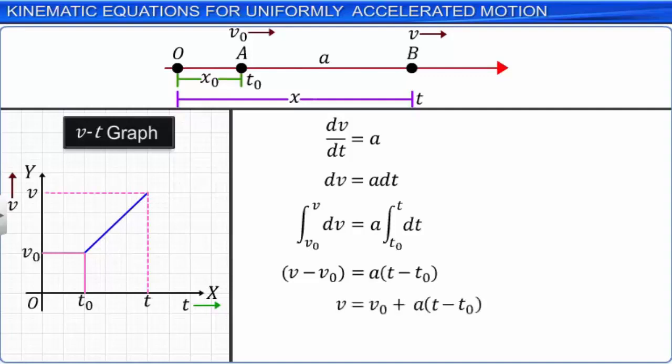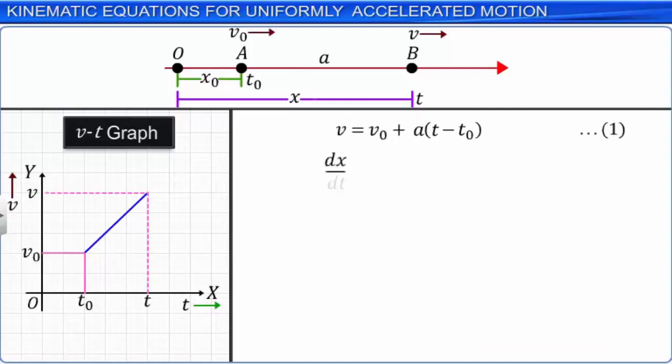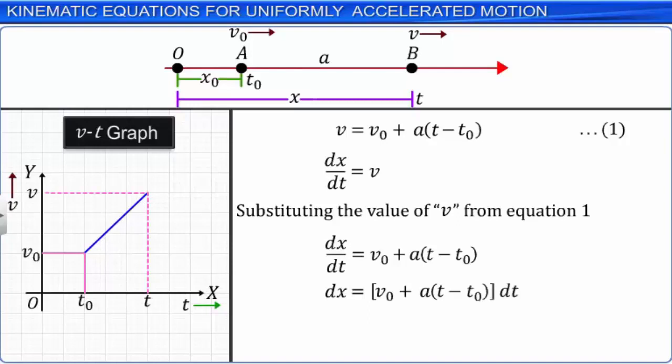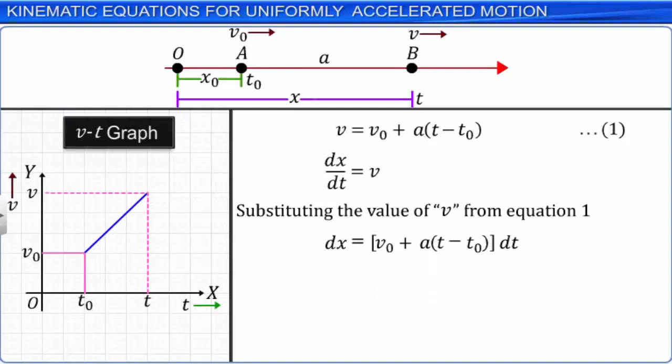We know that dx by dt is equal to v. Substituting this value in equation 1, we get dx by dt is equal to v0 plus a into t minus t0. By cross-multiplying, we get dx is equal to v0 plus a into t minus t0, multiplied by dt. Integrating both sides, we get x minus x0 equal to v0 into t minus t0 plus half a into t minus t0 whole square.